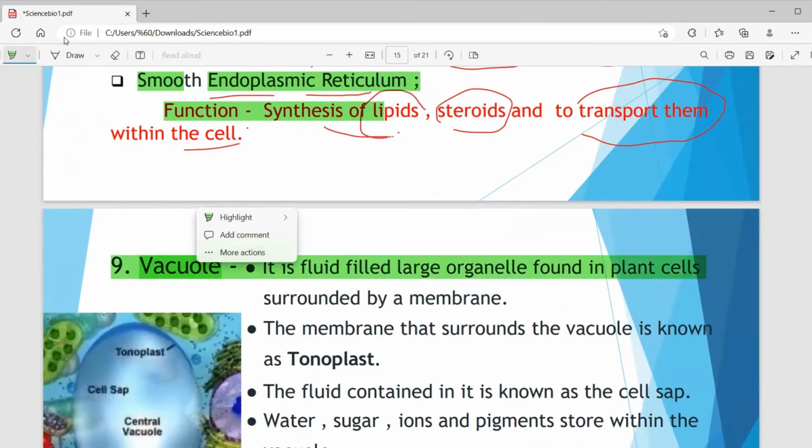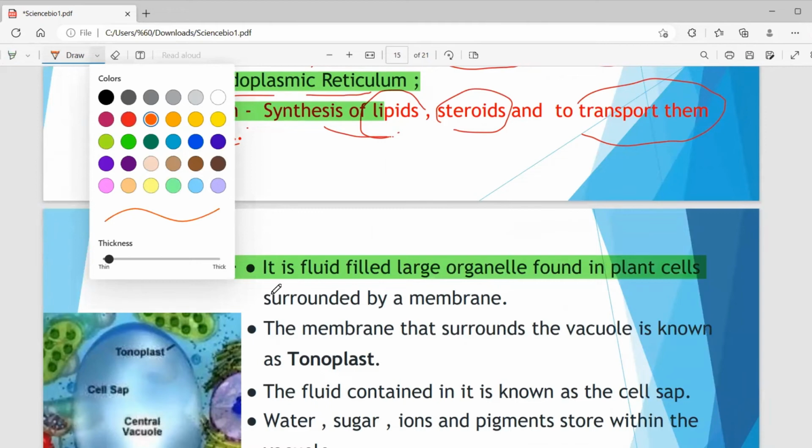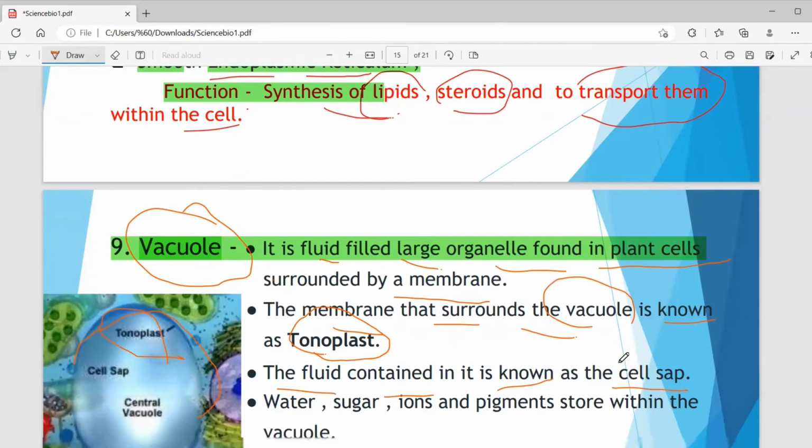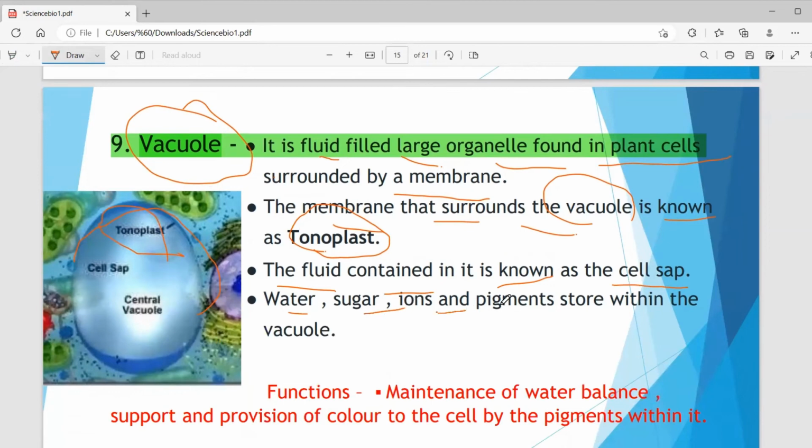Then there is the vacuole. It is a large fluid-filled organelle found in plants, surrounded by a membrane. The membrane that surrounds the vacuole is known as the tonoplast. That is very important. The fluid contained is known as cell sap. You can see water, sugar, ions, pigments, and waste within the vacuoles.